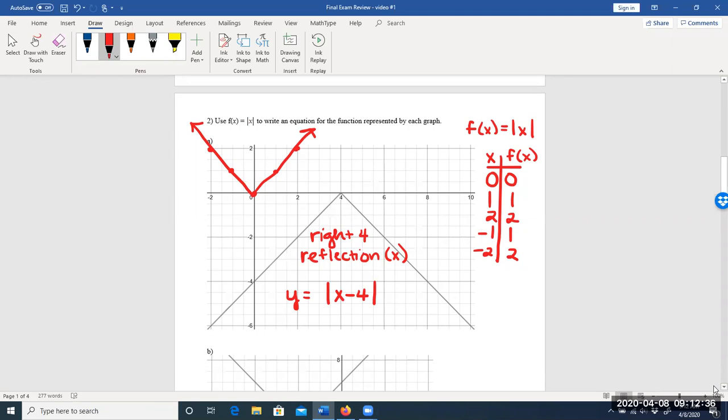Okay, and since we have a different parent function, I don't want to use a square root symbol here. I want to use absolute value bars. For the reflection, we put a negative sign in front of the grouping symbol. That's what will reflect the graph about the x-axis.